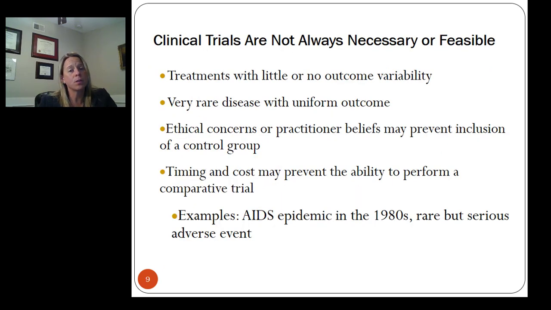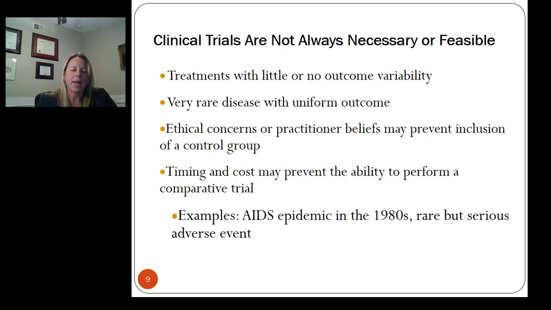Now, clinical trials are not always feasible or doable. That often is true if there's a disease for which the treatments that exist would show little to no variability, so it'd be difficult to detect an effect in a clinical trial. Also, it's difficult when you have a rather rare disease that has a uniform outcome, so it'd be very difficult to observe an effect if there was an intervention. There are oftentimes ethical or practitioner beliefs that prevent the inclusion of a control group in a clinical trial. We saw this during the Ebola epidemic, during which researchers were focused on evaluating new Ebola treatments, and there was a lot of discussion and debate as to whether or not those trials would include a control arm. Suffice it to say, the control arm won, and that trial was completed.